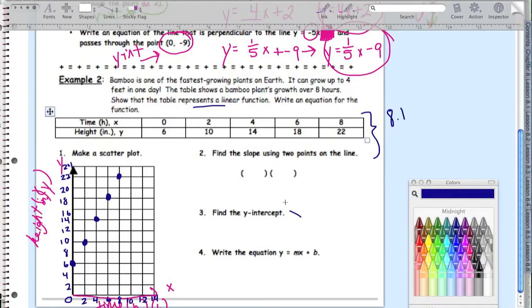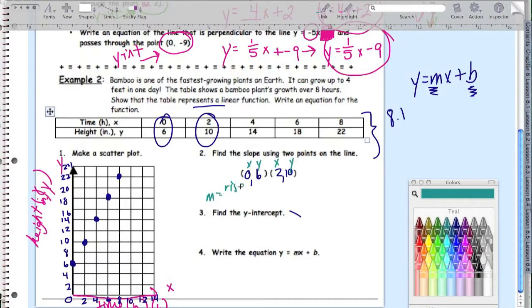The first thing, they want us to write an equation. We said we have to find two things anytime we write an equation: our slope and our y-intercept. So let's find our slope. We're going to choose 2 points on this line, any 2 points. I'm going to choose (0, 6) and (2, 10). These are my first 2 points. My x is 0, my y is 6, my x is 2, my y is 10. Now I'm going to use the slope formula. We know slope is rise over run, and I'm going to use this to find my slope.